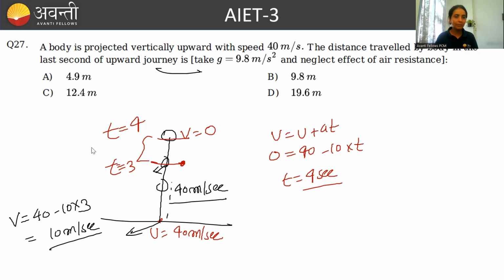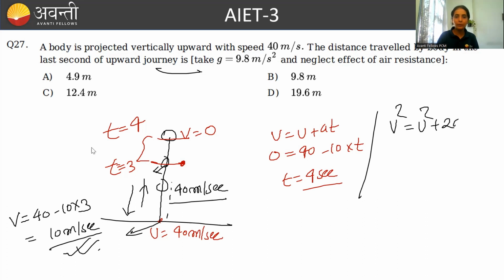Why am I taking the minus sign? Because velocity is in upward direction, acceleration due to gravity is in downward direction, right? So 10 meter per second. Now for 3 to 4 second, initial velocity is 10 meter per second. Distance covered: V square equal to U square plus 2AS. From 3 to 4 second, final point is this. At final point, velocity is 0. Initial velocity is 10, so 0 equals 10 square minus 2 into 10 into S, right? So 20 S equal to 100.